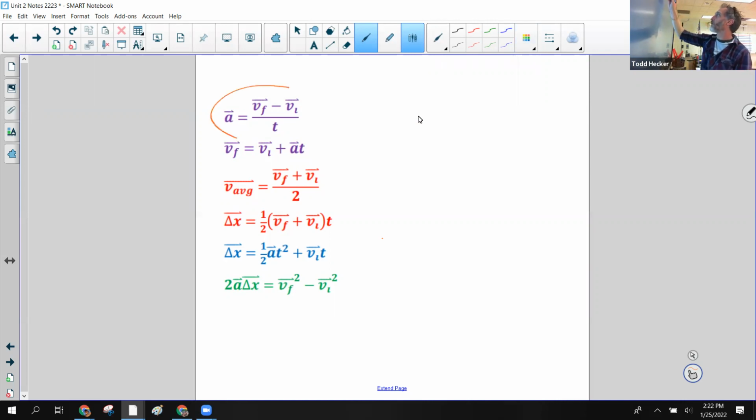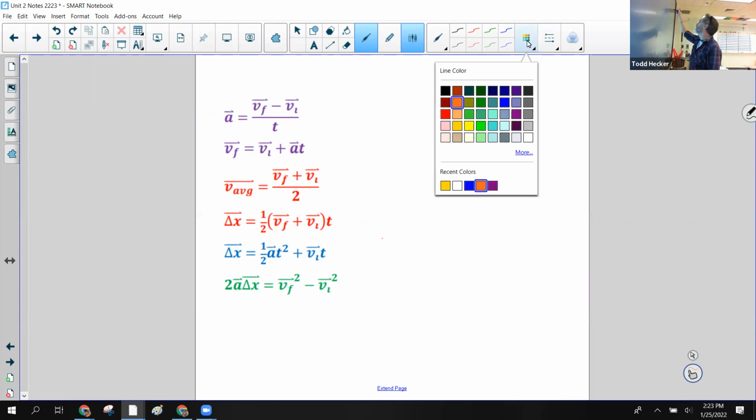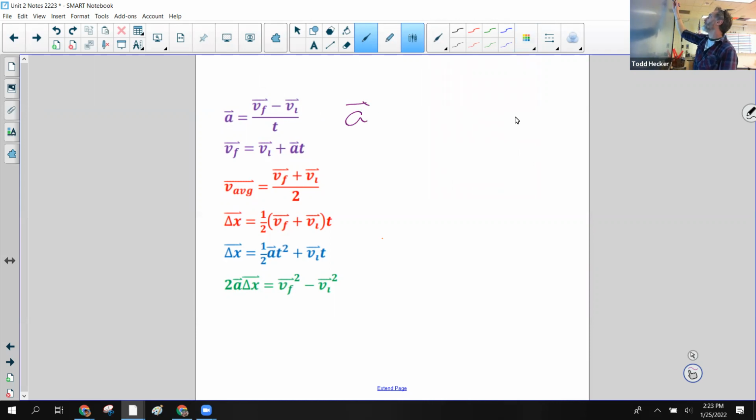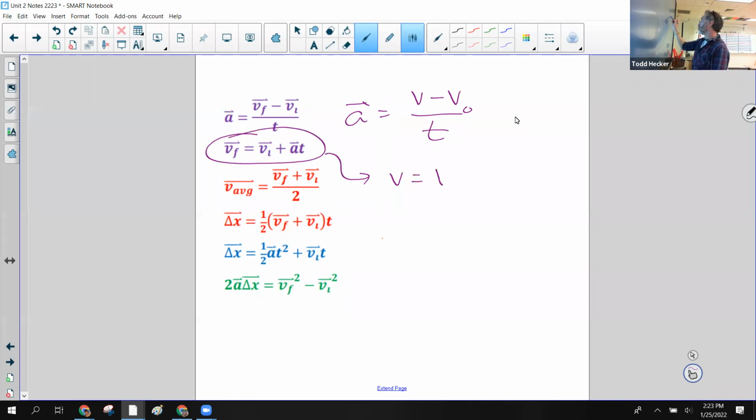this is our equation for acceleration. Okay, assuming your acceleration is constant, final velocity minus initial velocity over time. If that was written in AP physics lingo, it would be this: acceleration is v minus v naught over t. Okay. In this equation, which we used all the time in regular physics, becomes v equals v naught plus a times t. Okay.